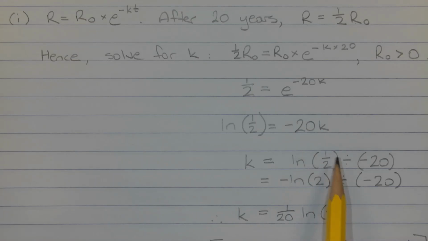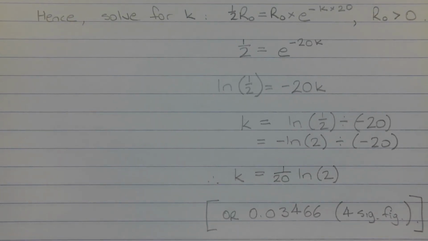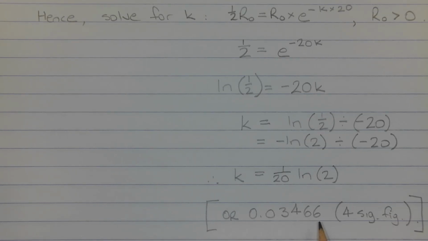Now, ln of 1 over 2 can be written as negative ln of 2, and we're dividing that by negative 20. So a negative divided by a negative, of course, gives us a positive. So k is equal to 1 over 20 times ln of 2, which in decimal is a value that's equal to 0.03466, correct to 4 significant figures.